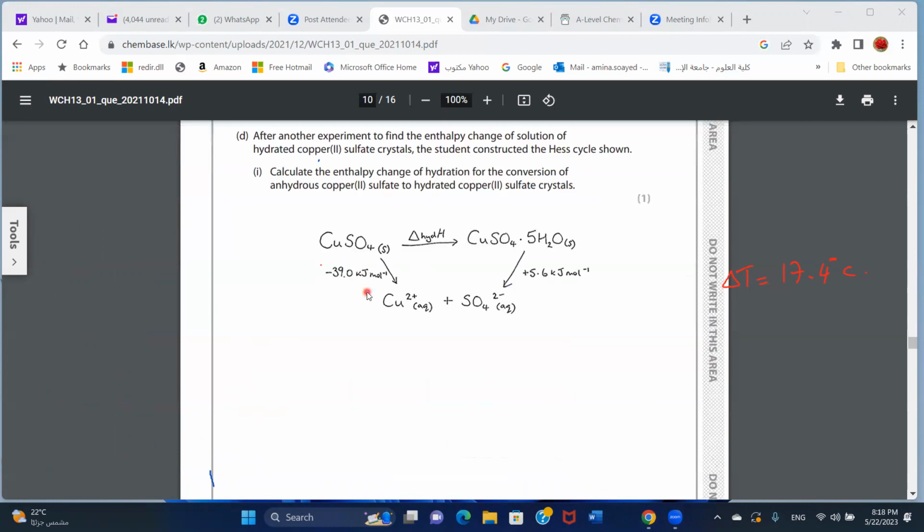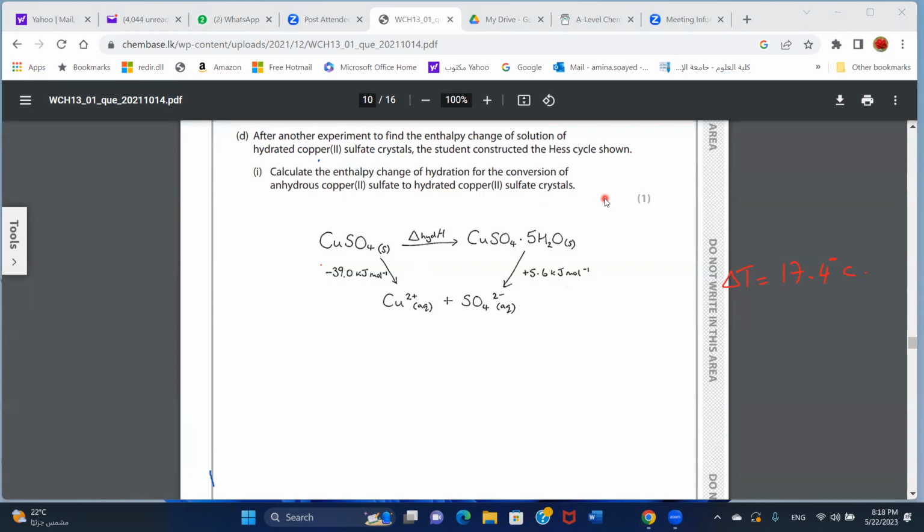Excellent. Miral, after another experiment to find the enthalpy change of solution of hydrated copper 2 sulfate crystals, the student constructed the Hess cycle shown. Calculate the enthalpy change of hydration for the conversion of anhydrous copper 2 sulfate to hydrated copper 2 sulfate.